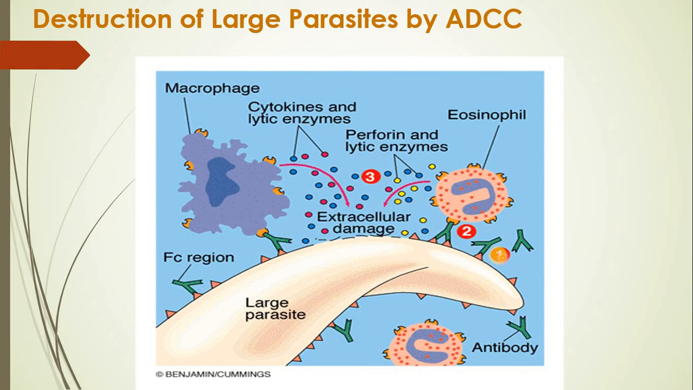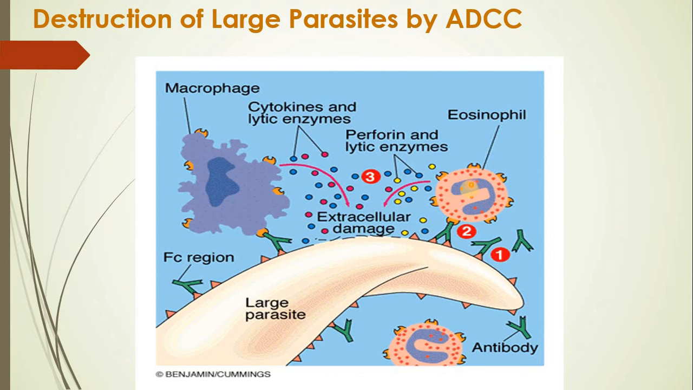After identification, there is a cross-linking seen between the antibody and that of the receptors of antigen, and this will activate the eosinophil or the natural killer cell. Here the action is shown with reference to eosinophil.